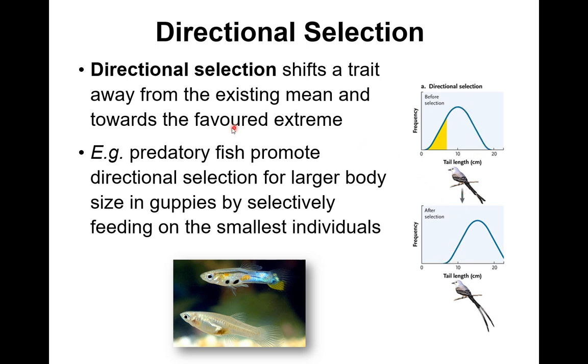And the reason being that the predators tend to eat the smaller ones. By doing that, they're selecting progressively those guppies that do have the genes that make them bigger, and therefore the population is enriching in these larger variants. So that's called directional selection.